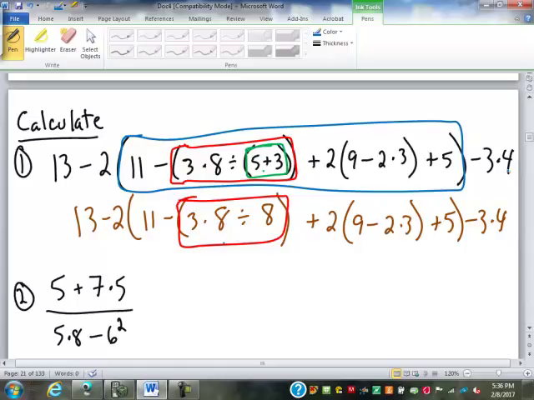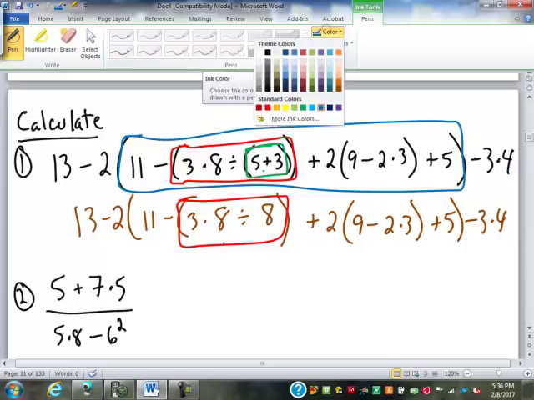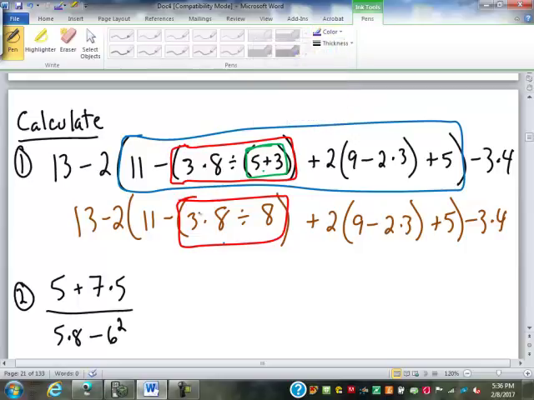Inside that red box, is there any multiplication or division? Yes, there is. There's a couple of them. If there's more than one that happen at the same level, we move left to right. So we're going to do 3 times 8 first, which is 24. Now, I don't have room to rewrite the whole problem, so I'm going to cheat here right now. I'm going to erase the 3 times 8 and replace it with 24. Everything else stays exactly the same.